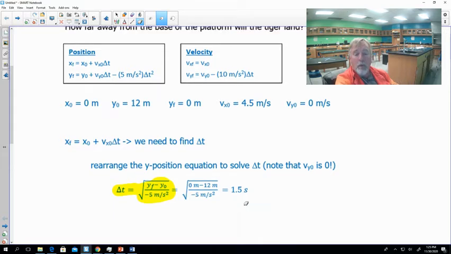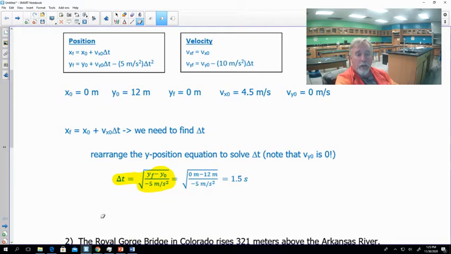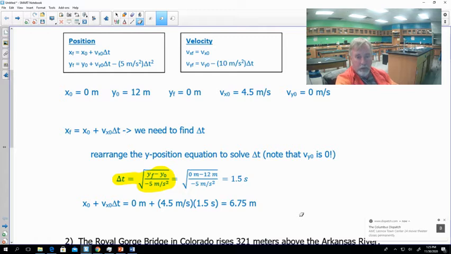Now that we know that 1.5 seconds, let's plug that into our original equation we were looking at, xf equals x0 plus vx0 delta t. We know our x0 is 0 meters. We know our vx0 is 4.5 meters per second. The problem gave us that. And we just figured out our delta t of 1.5 seconds. So we get an answer of 6.75 meters.